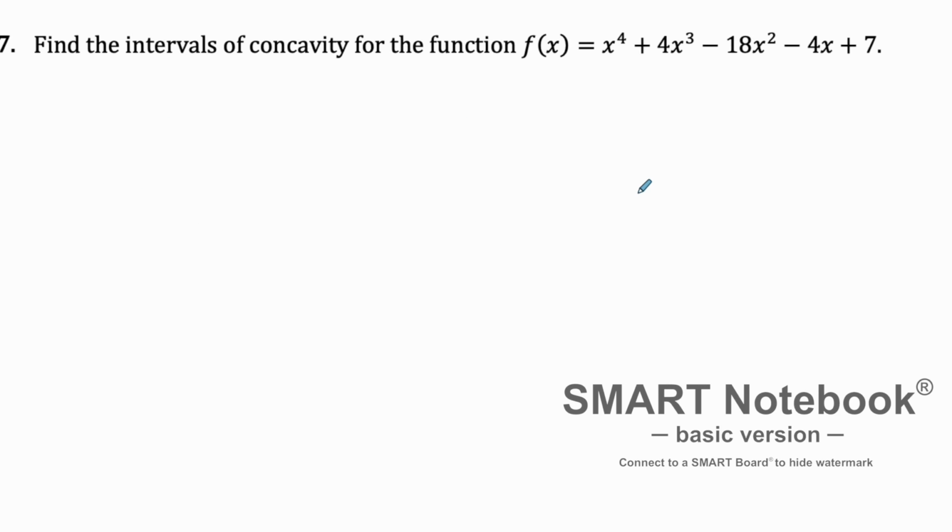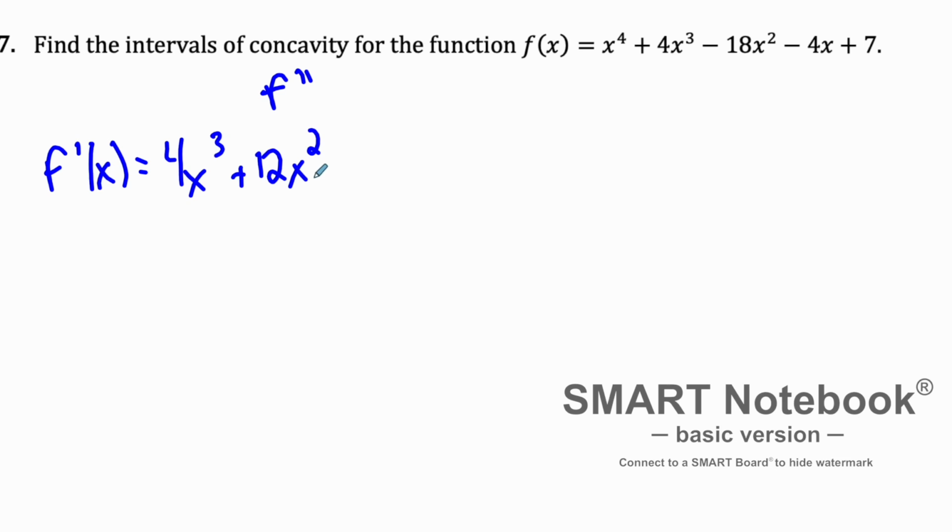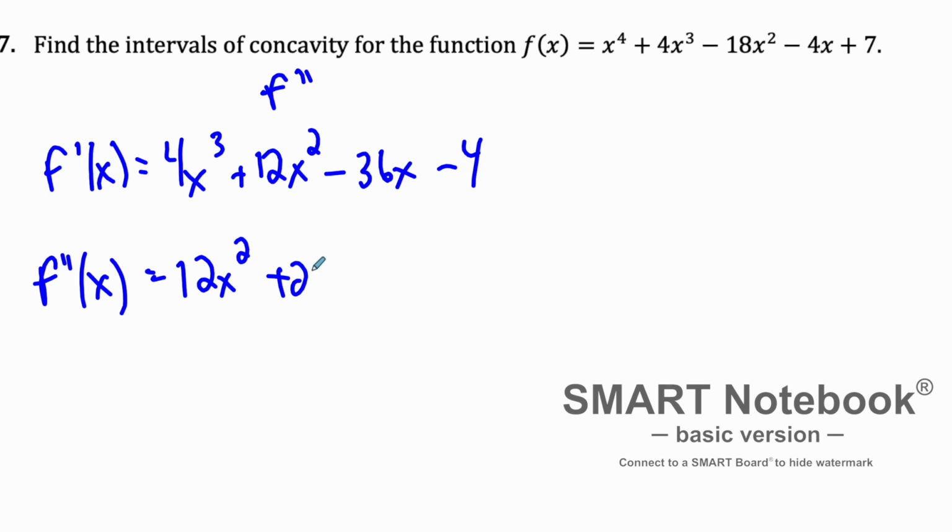All right, last one here. We're trying to find the intervals of concavity. We want to know where this is concave up and concave down. Concavity is dealing with the second derivative. So we've got to go straight to our second derivative before we do anything. So first derivative, we've got to go through the first derivative. Okay, so 12x squared minus 36x minus 4. And then our second derivative is 12x squared plus 24x minus 36.